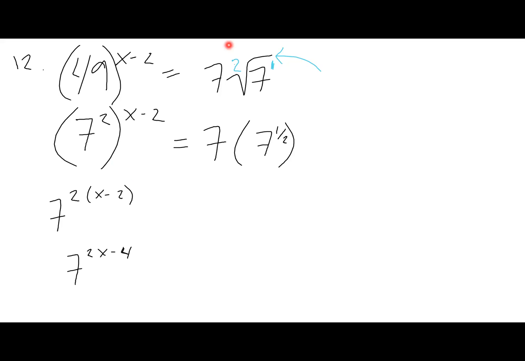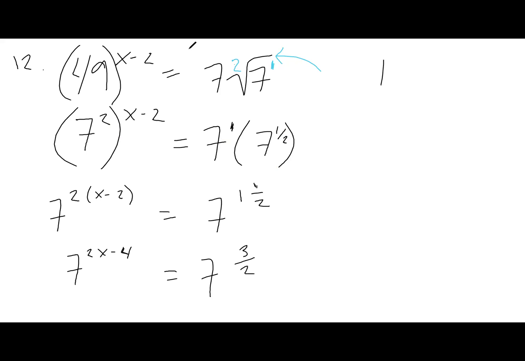And then on the right-hand side, this is 7 to the first power times 7 to the 1/2. So this is not the power rule. Over on the left side, we did a power to a power, so we multiplied. If you have a base to a power times the same base to a power, you have to add. So we're going to add those exponents, which would be 7 to the 1 1/2. Now we never use the mixed numbers, so I'm going to rewrite that as 7 to the 3/2.